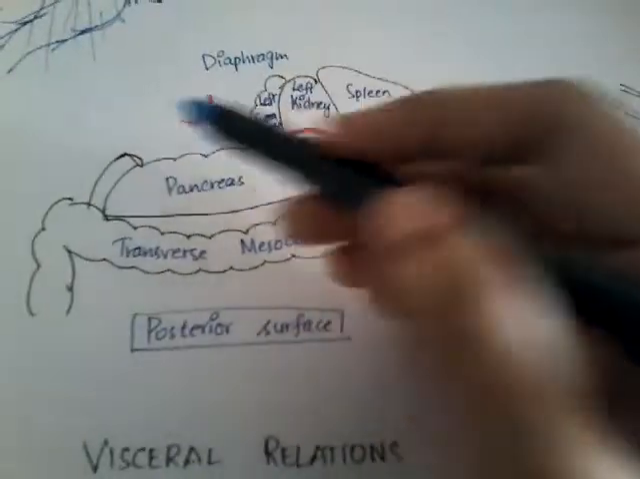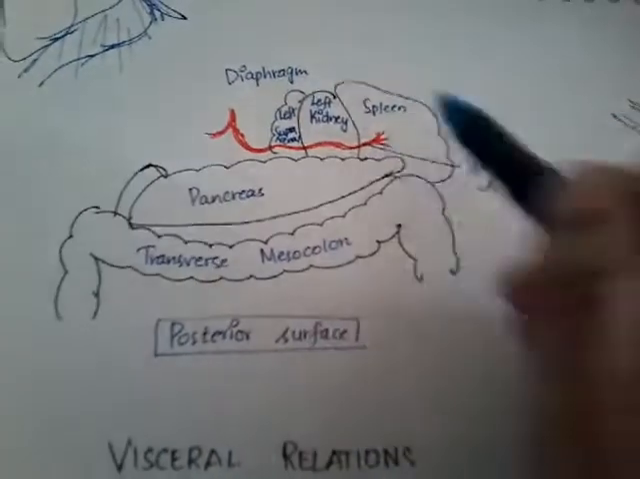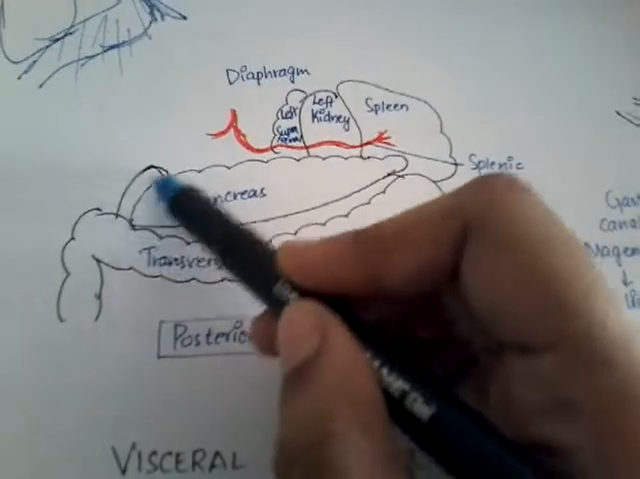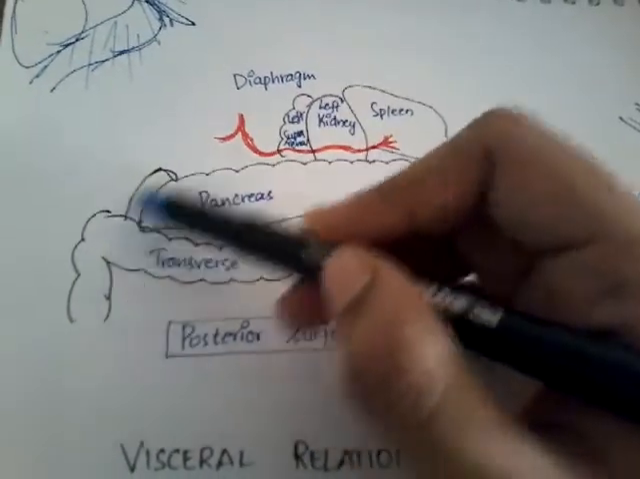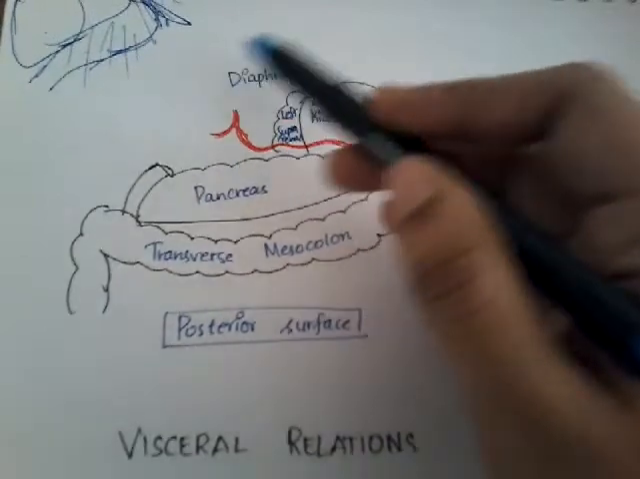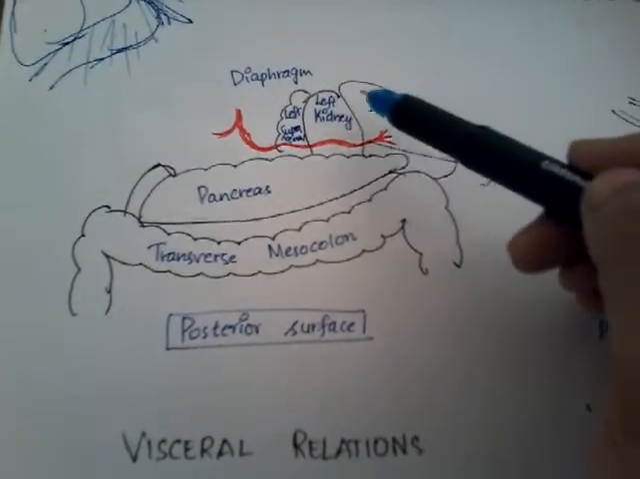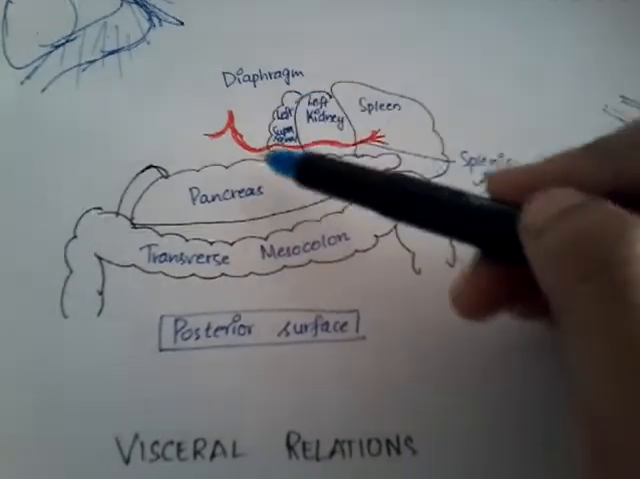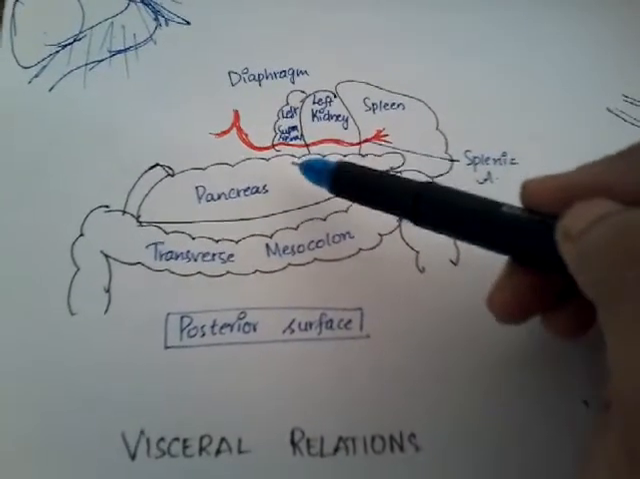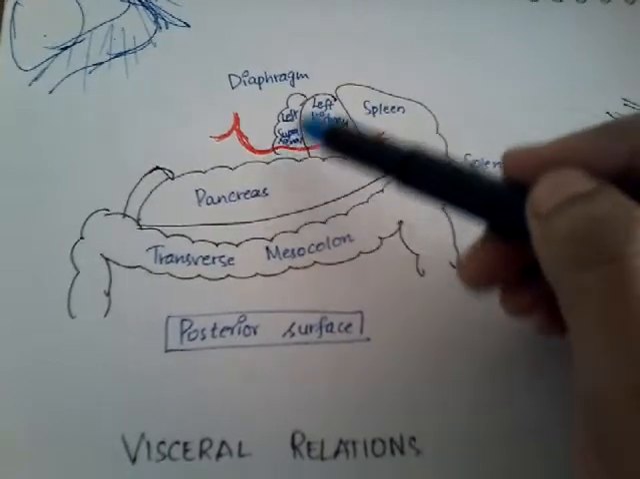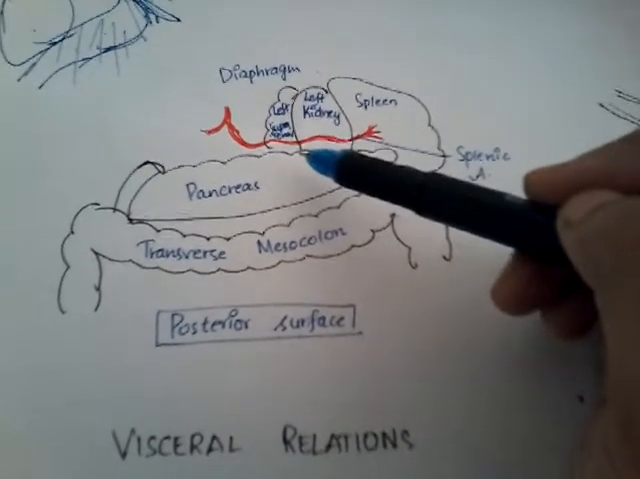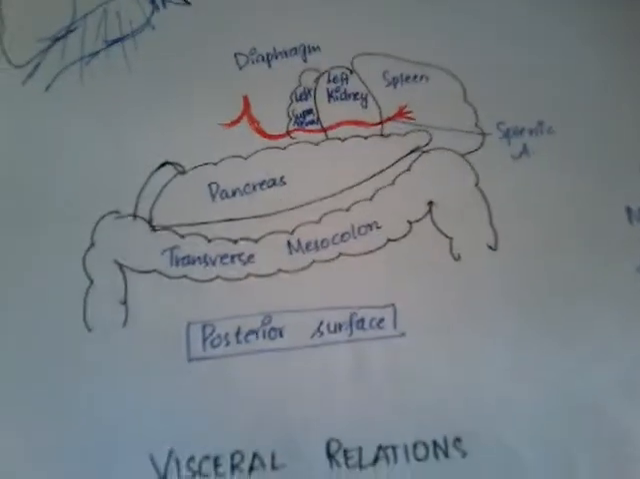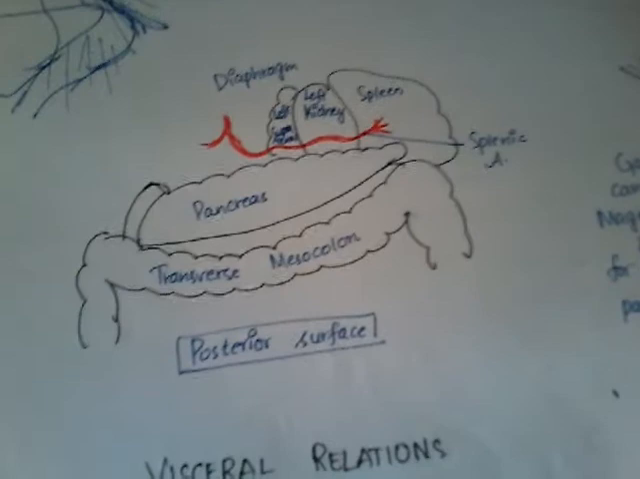Posterior relations: once you have removed the stomach, you can see this. The stomach is related to the pancreas below, and there is a diaphragm, and the duodenum below. Normally the stomach is related to the diaphragm. It is related to the spleen, and there is the splenic artery. It is also related to the left kidney, and it is also related to the left suprarenal gland, that is the adrenal gland. So these are the posterior relationships of the stomach.